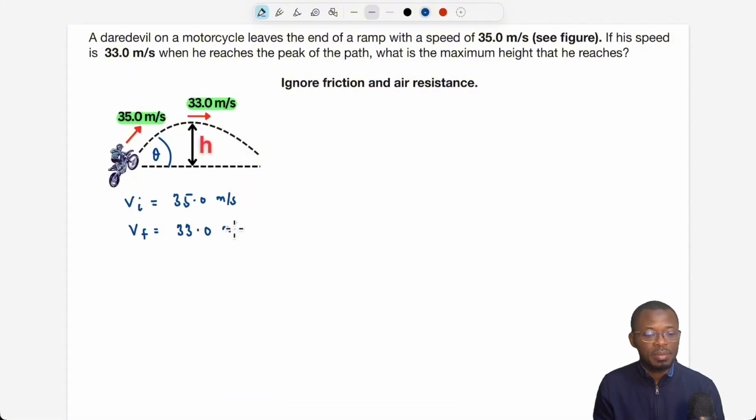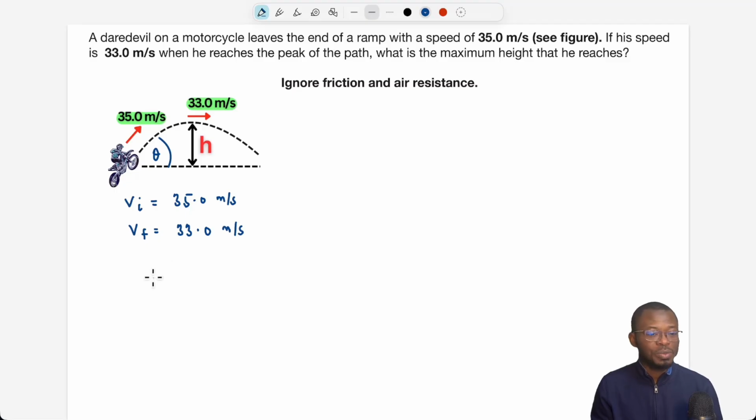33.0 meters per second. And interestingly, we can see that at the maximum height, kinematics tells us that the vertical speed should be 0, but the horizontal speed is not 0. So if the total speed at the maximum height should add up to the initial speed, then where did the rest of the speed go? Because we can see a difference of 2 meters per second in the speed between the 2 points. So we are going to find out where that speed went.